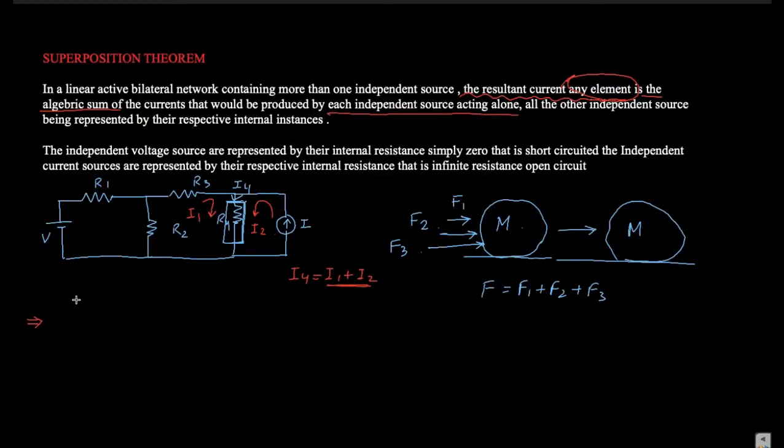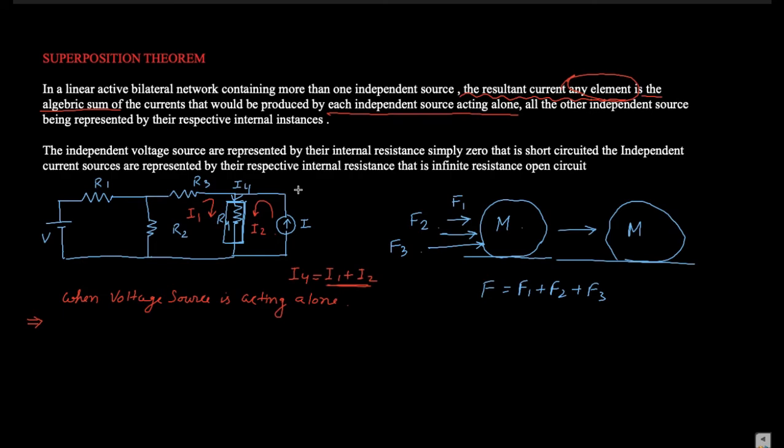So what should we do? First, when the voltage source is acting alone, what should we do? We have to replace the current source. How do we replace the current source?